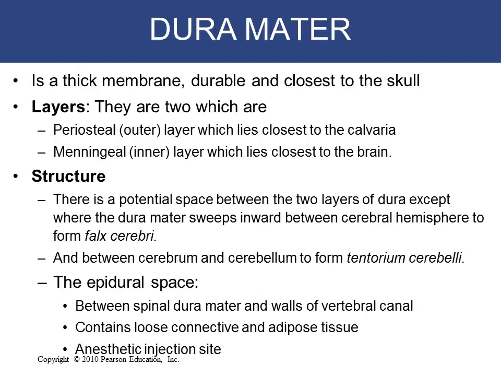Which means that between the outer and inner layers there is a space, except where the dura mater sweeps inward between the cerebral hemispheres. At this point, the dura mater forms the falx cerebri, and also at the junction where the cerebrum and cerebellum join each other, the dura mater also sweeps inward between the two structures. And the dura mater in that region is called the tentorium cerebelli.